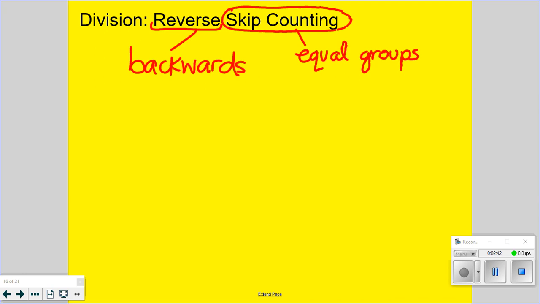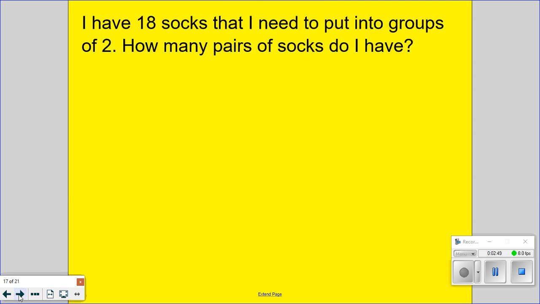So we're going to look at some problems, and we're going to look at some reverse skip counting. You do not need to write it down. But it says, I have 18 socks that I need to put into groups of 2. Right? Socks go in groups of 2. How many pairs of socks do I have? Circle that word pairs. Or write that word pairs. You don't have the words. Write that word pairs. It's right here.